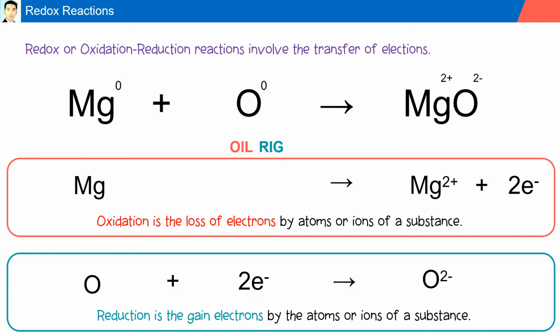OIL RIG is an acronym that can be used to help you remember oxidation and reduction, where OIL represents oxidation is loss, and RIG represents reduction is gain. In summary, oxidation is the loss of electrons, while reduction is the gain of electrons.